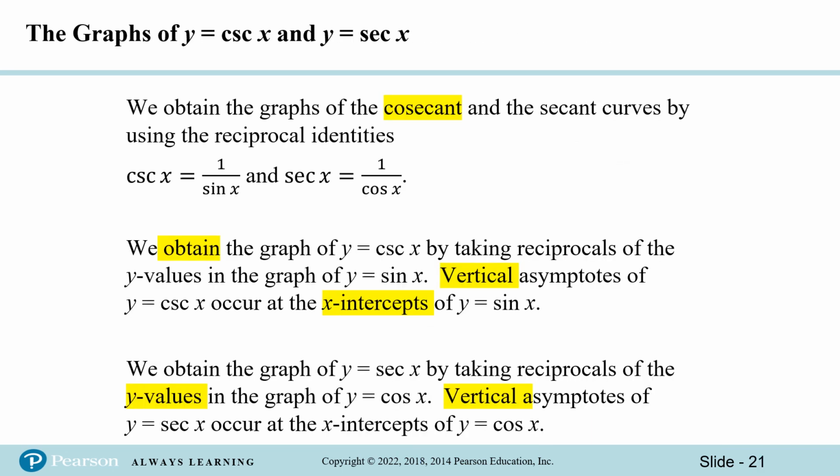The cosecant and the secant. Remember, the cosecant is the reciprocal of sine, 1 over sine, and the secant is 1 over cosine. So to get the graph of the cosecant, we're going to put vertical asymptotes at all the x-intercepts of sine. Why? Because it would be 1 divided by 0. That's undefined. For the secant, it would be vertical asymptotes at the x-intercepts of cosine, for the same type of reason.